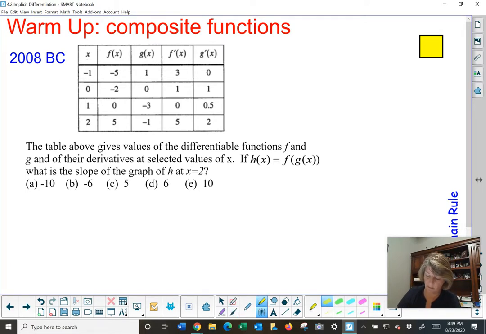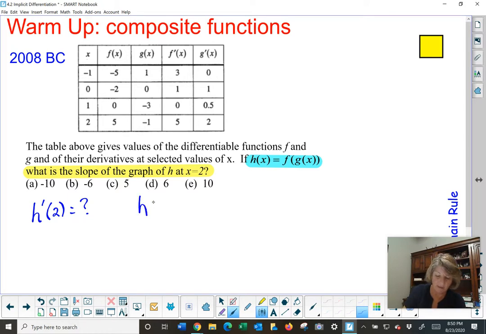So there's a couple key pieces of information. One, what is the question asking? What is the slope of the graph? And secondly, they define h of x as a composite function f of g of x. So if I wanted to find the slope, I'm going to connect that information to saying, oh, well, I need to take a derivative. And the derivative I want is h prime of 2, right? That's really what I'm after.